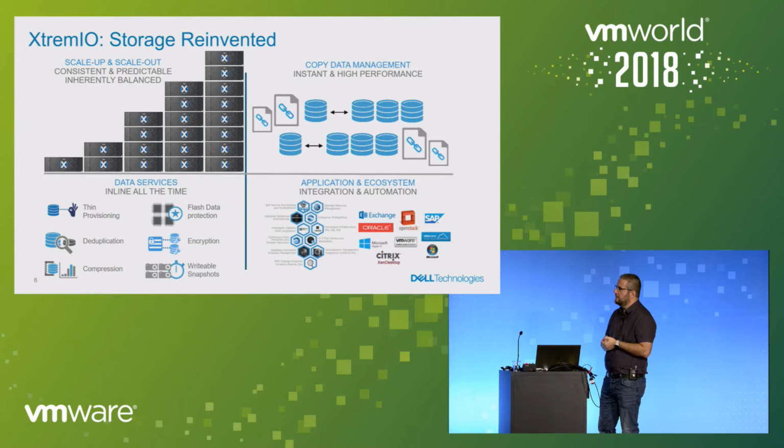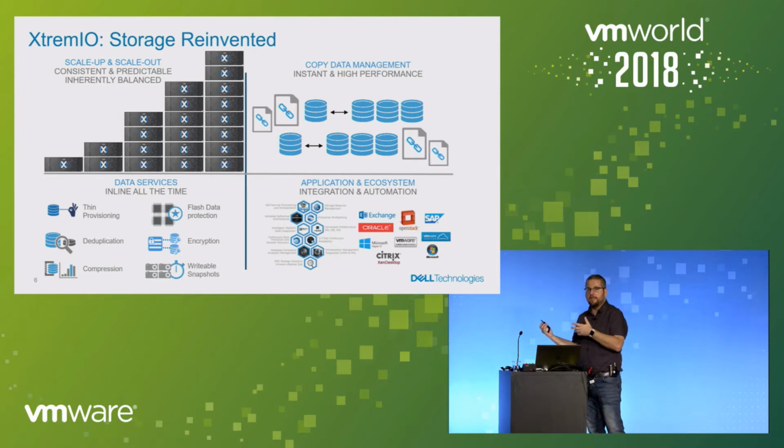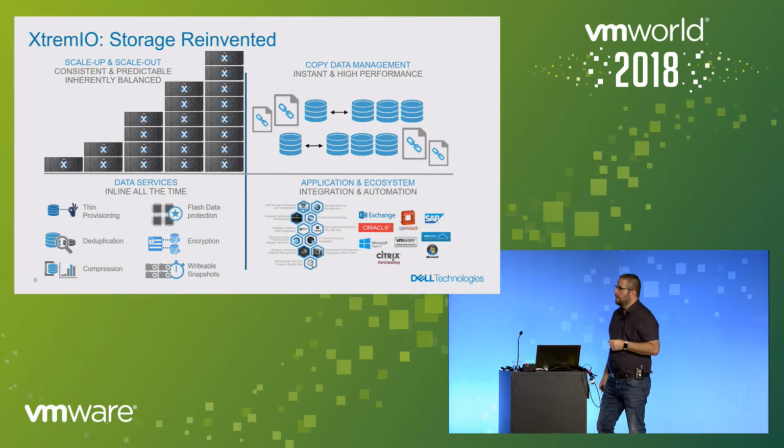Copy data management is really instantaneous. Things like Xcopy and provisioning operations are instantaneous, so it's really ideal storage for operations that need a lot of cloning. For example, the hands-on labs at VMworld are actually running on XtremIO. Data services, all the data services such as dedupe, compression, thin provisioning, and encryption, all of these are running in real time, all of them inline. There is no concept of post-process dedupe or compression for XtremIO.